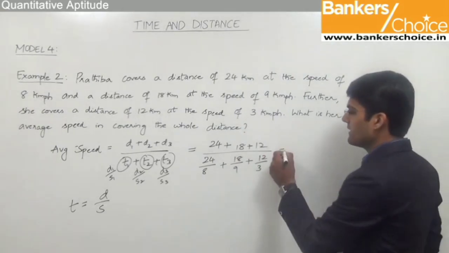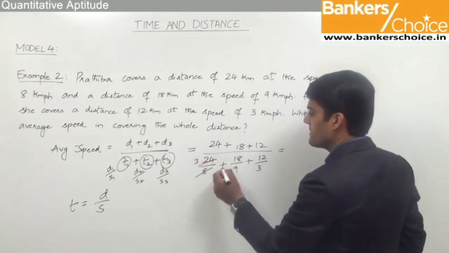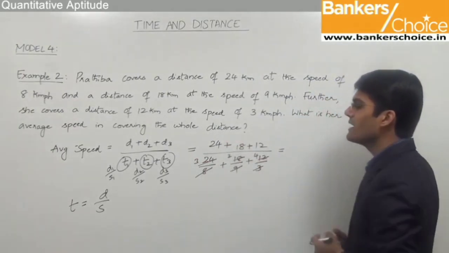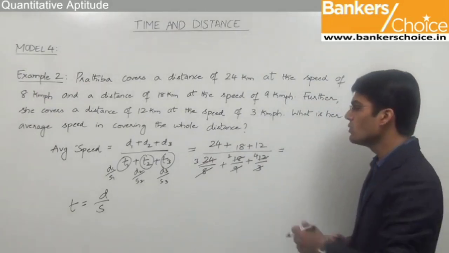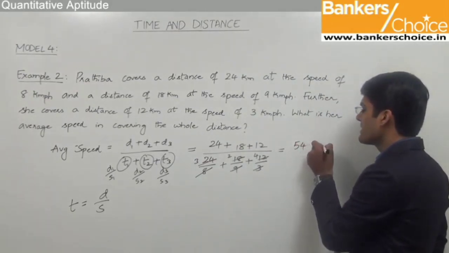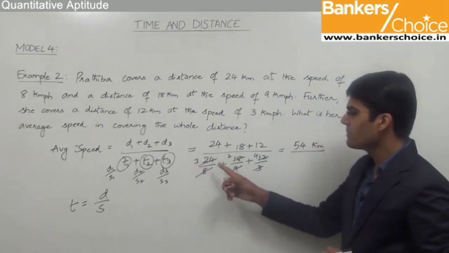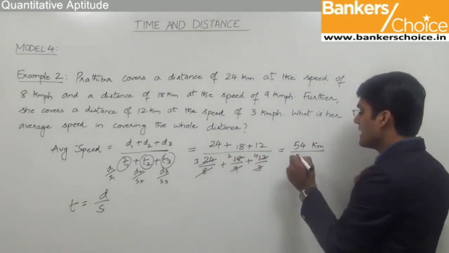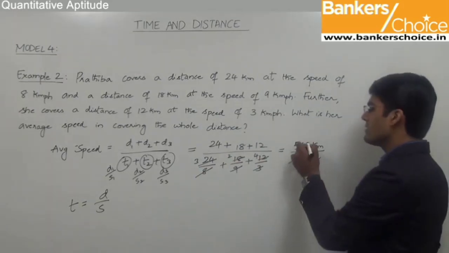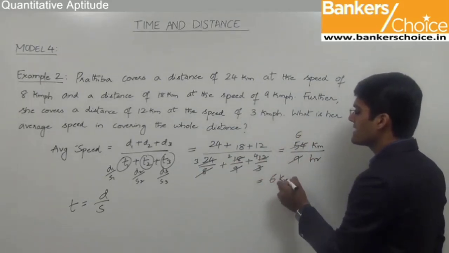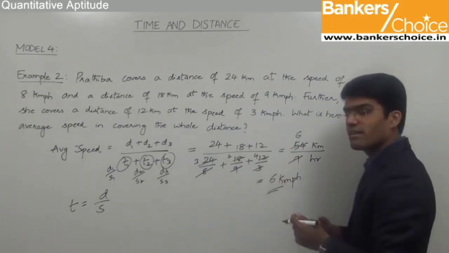By simplifying this, 8 goes 3 times, 9 here goes 2 times and 3 goes 4 times. So the total distance is 24 plus 18, 42, 42 plus 12, 54, 54 kilometers, and the total time is 3 plus 2 plus 4. 3 plus 2 is 5, 5 plus 4 is 9. 9 hours, and 9 here goes 6 times. So we can say that the average speed of Pratibha was 6 kilometers per hour.